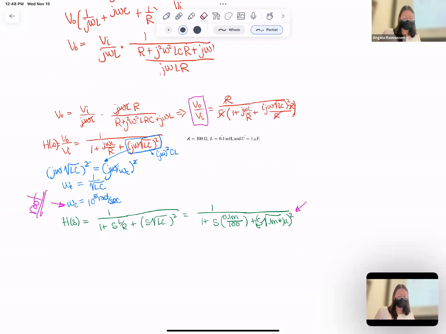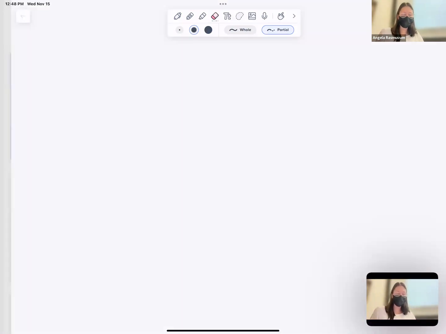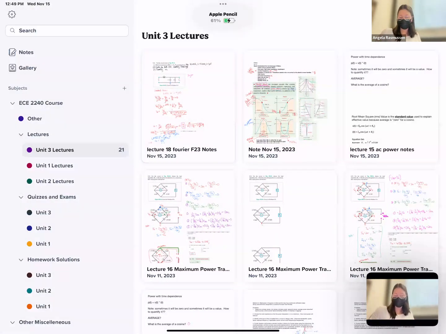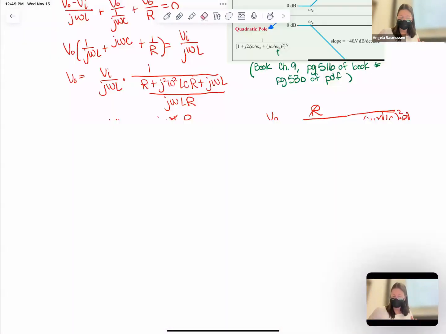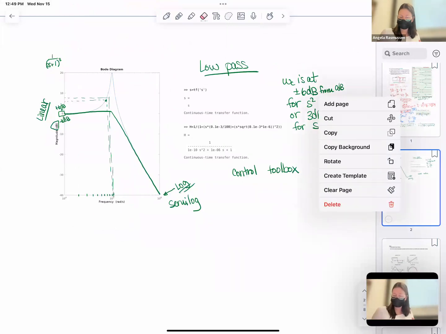Anyway, the root of that gives me 10 to the 5th. And then I can plot this, which you don't need to know how to plot. So know how to use MATLAB if you do. You can just use MATLAB. So that gives me this graph.